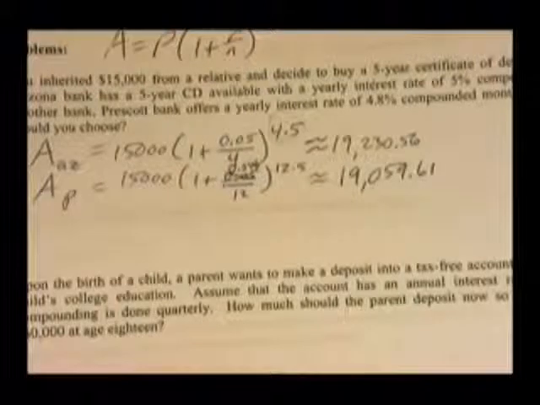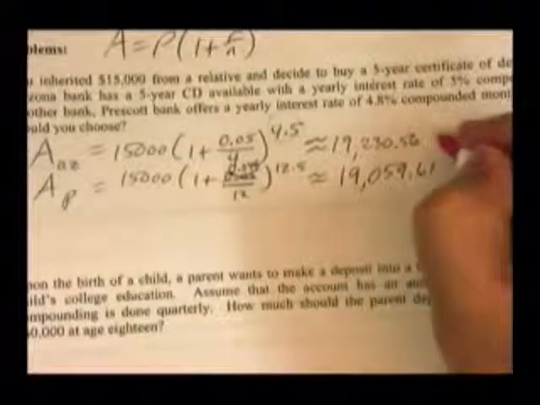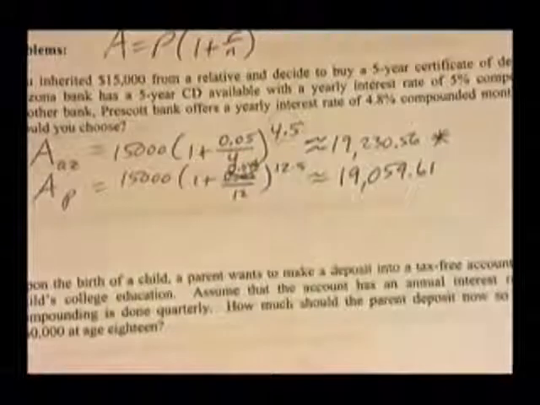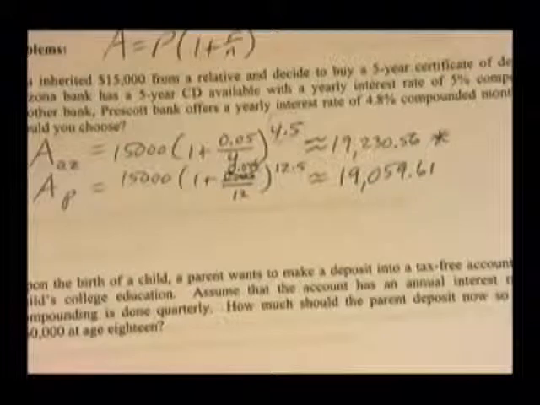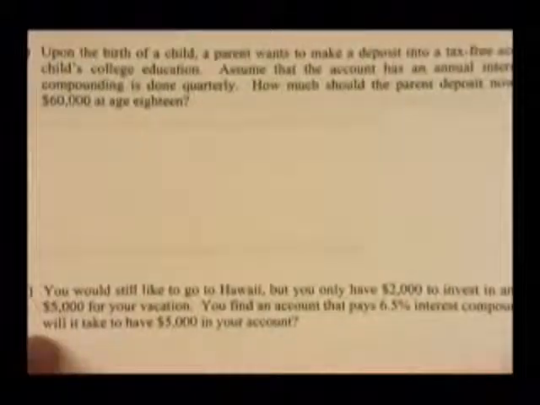So now I can check and see which one is the better deal. And this one came out with more at the end. So the higher interest rate that is compounding quarterly, even though it's not compounding as much, the higher interest rate is helping. But that's not always the case, and so you want to check it out each time. So let's go to the next problem.